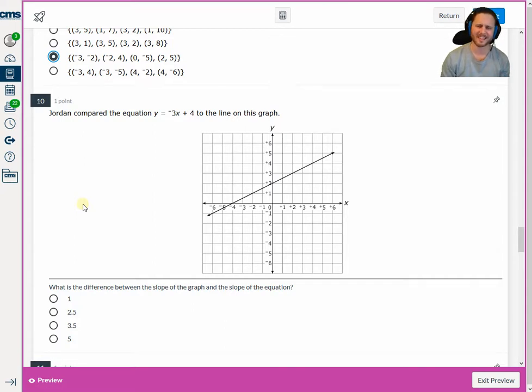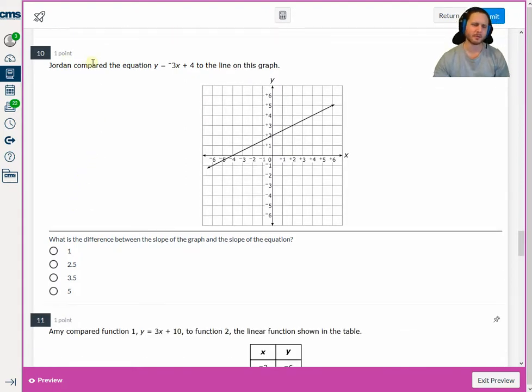It's these last few problems that are going to be a problem. Starting with number 10. Number 10, Jordan compared the equation y equals -3x plus 4 to the line in the graph. So right away we have 2 functions. One of them is right there highlighted. The other one is in the graph. The graph is not showing this function that I highlighted.